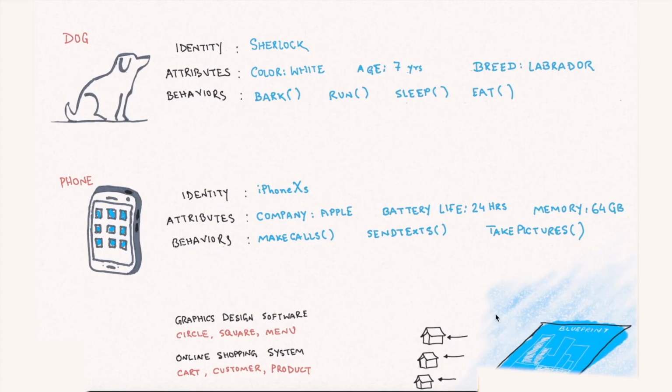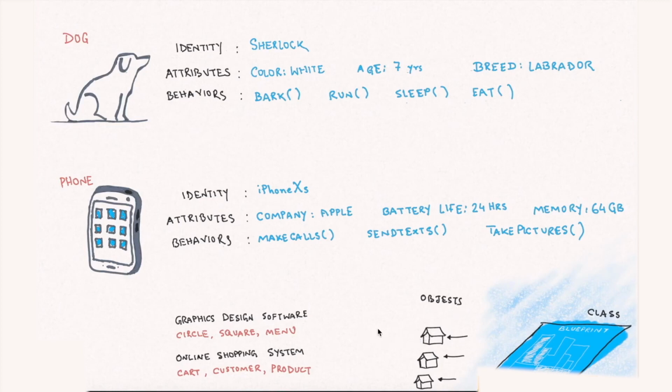Now, this blueprint in our example would then actually be a class. This blueprint can be thought of as a class. And ultimately, the houses that you make can be thought of as different objects. So the houses would be the different objects. This would be a different house.